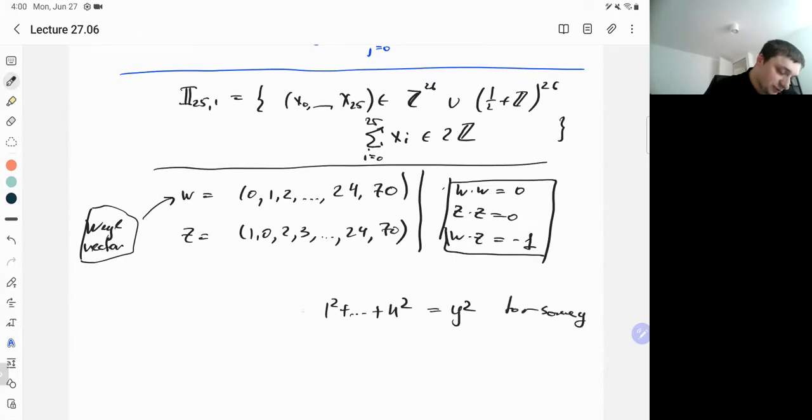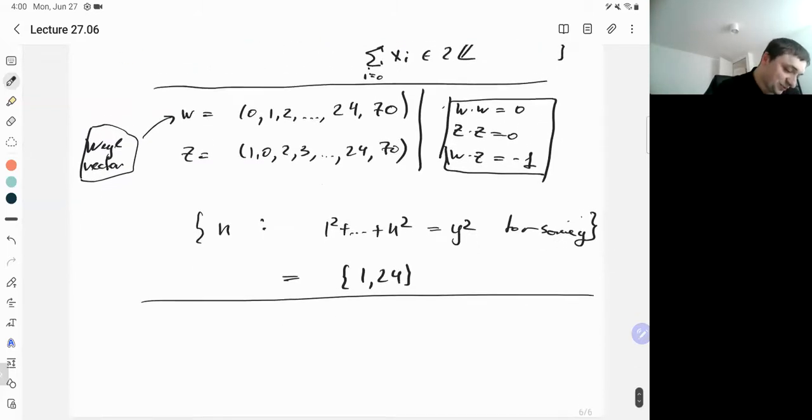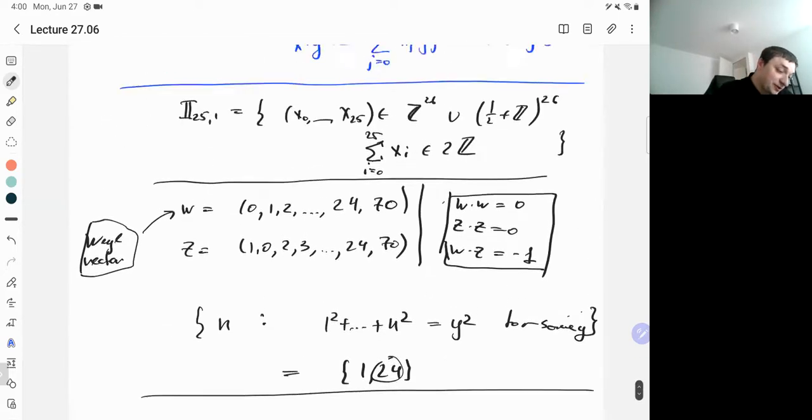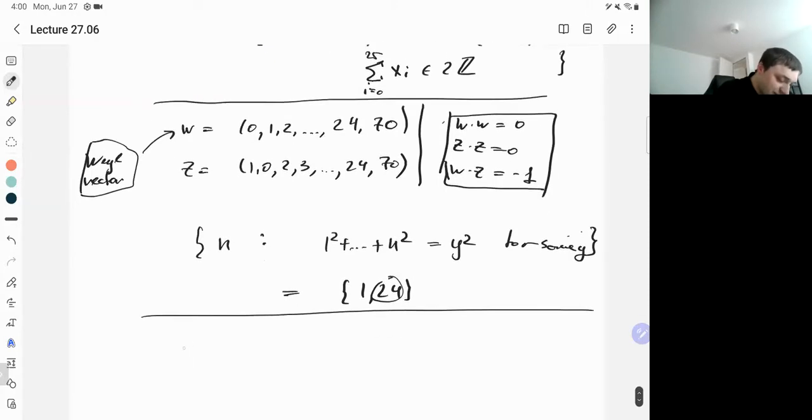So if you try to look at the set of integers with this property, it turns out that it contains exactly two numbers, 1 and 24. And for some reason, this 24 corresponds to the existence of the Leech lattice. So I have defined these two vectors, but let me tell you about the Leech lattice.